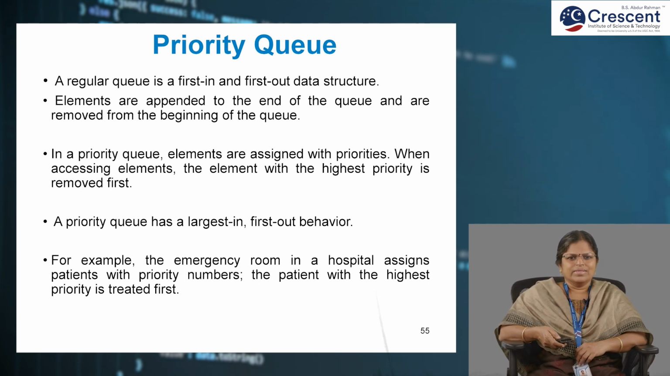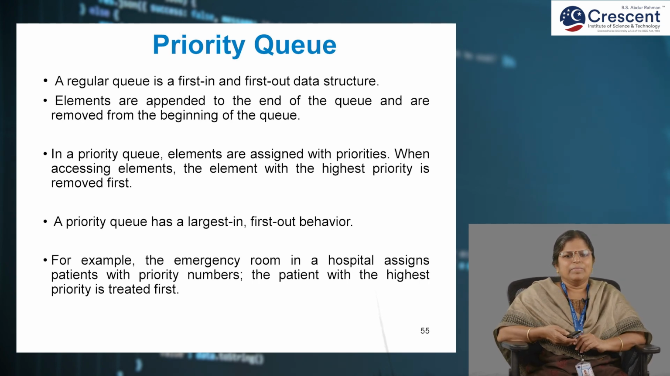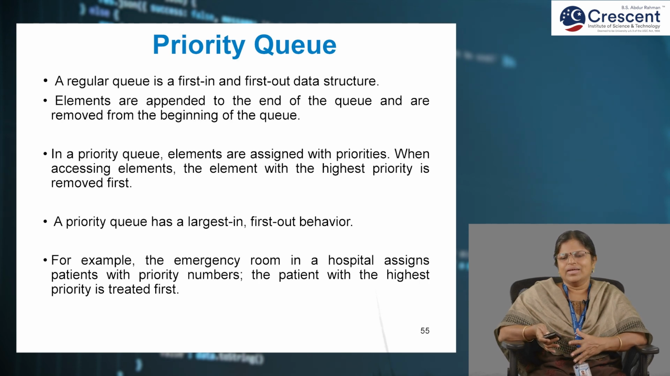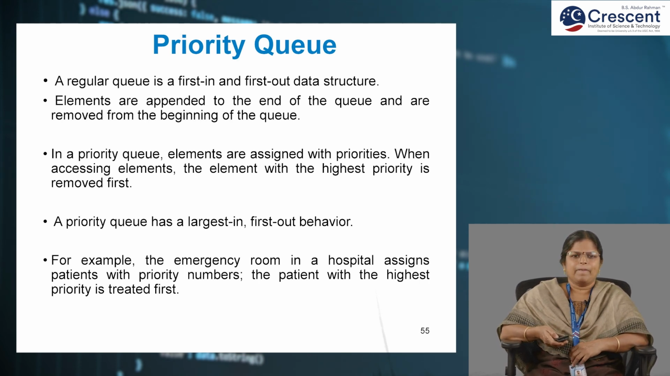Here is an example of an application of the priority queue: the emergency room in a hospital. It assigns patients, always the very critical patient, priority numbers. The patient with the highest priority is treated first. This is a very good application for the priority queue.